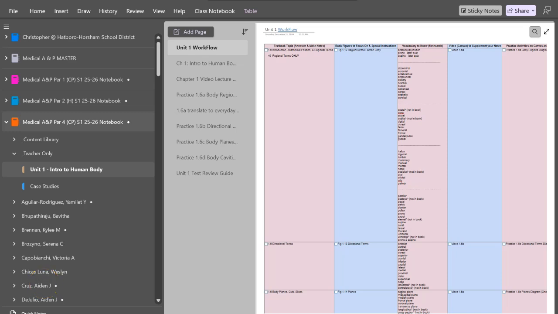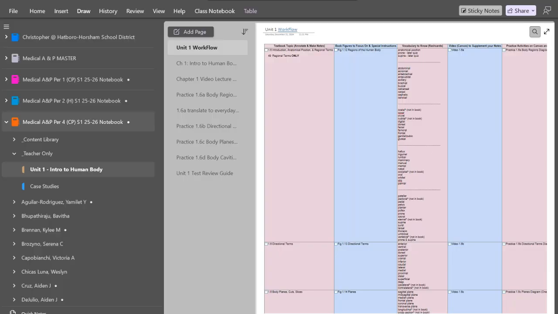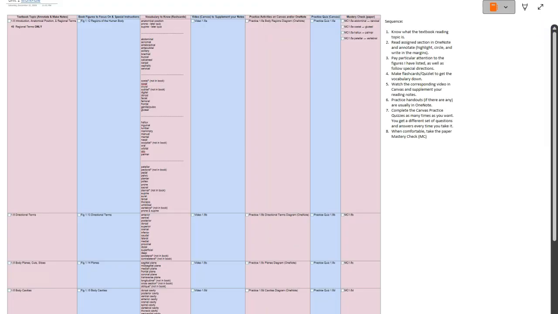All right, here's some basic directions on how to use the workflow. Okay, so you can go to, for instance, here, Unit 1, Intro to the Human Body. This document is called the workflow document, and it's pink and blue. I'm going to maximize that so we can see a little bit better.